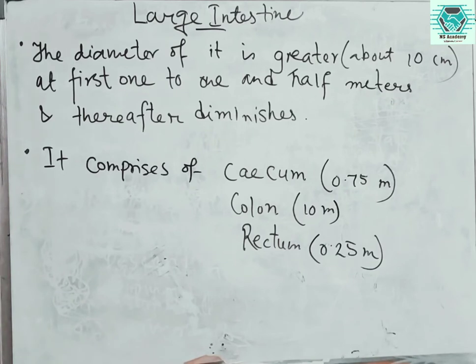Now the parts of large intestine. It comprises of cecum, which is the first part, then the whole colon, and last the rectum. Now one by one I will discuss the parts. First of all cecum, then colon and the rectum.